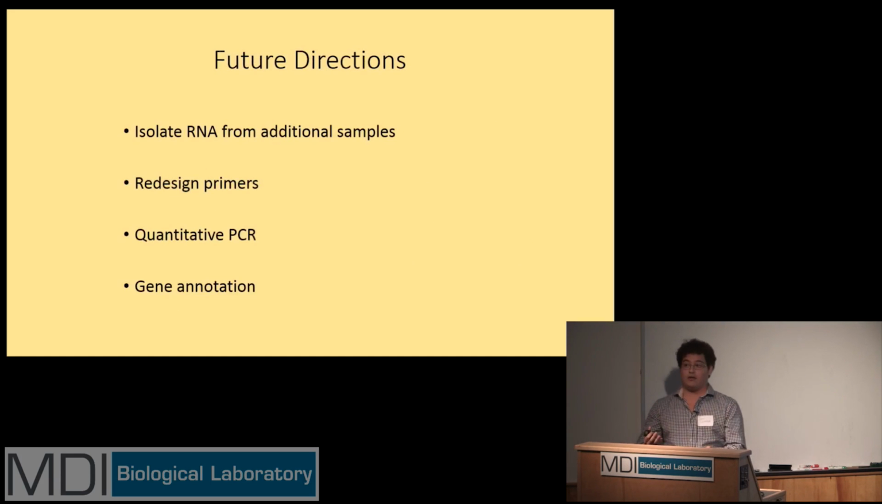I would like to isolate RNA from additional samples. That way I can reduce the randomness of our sampling. We could redesign primers. We could go back to the databases and maybe choose new primers or choose other regions that aligned. And the really nice method that optimally I wish I could have done was quantitative PCR, because that's what allows me to measure gene expression across different animals.